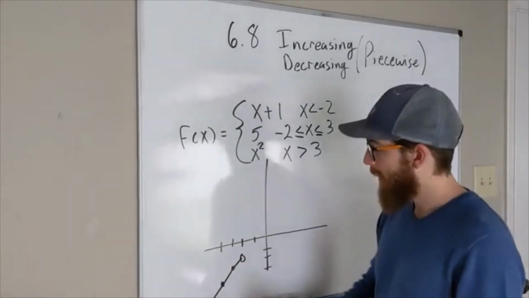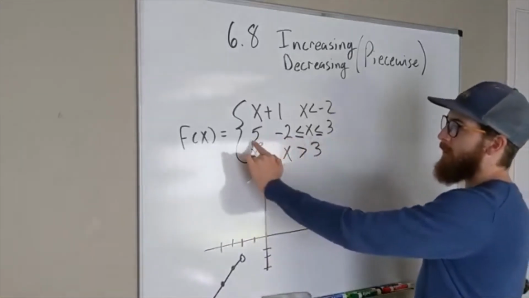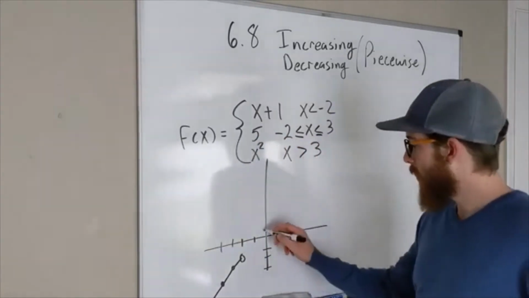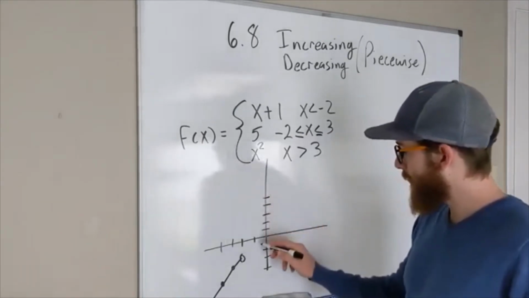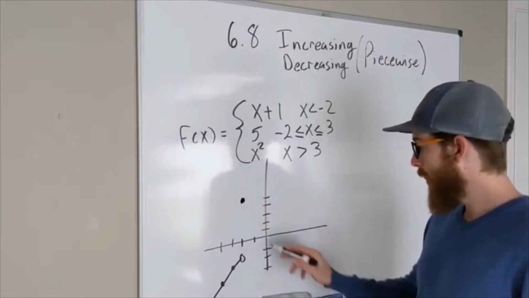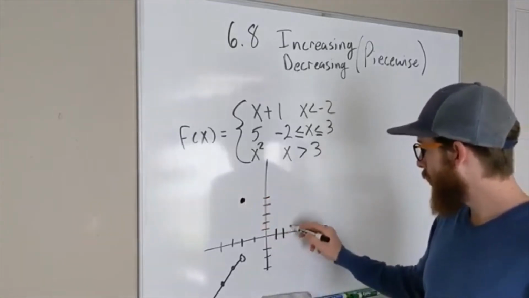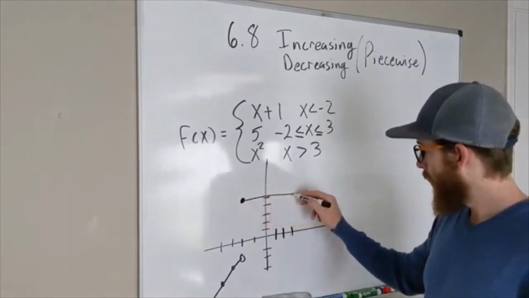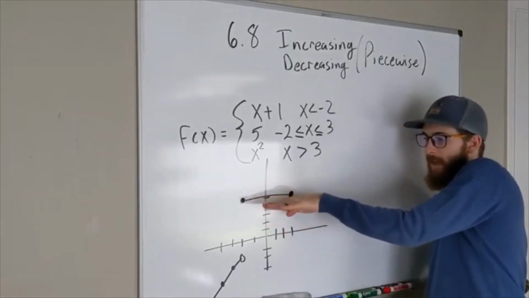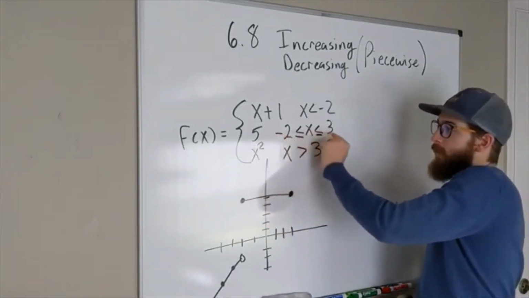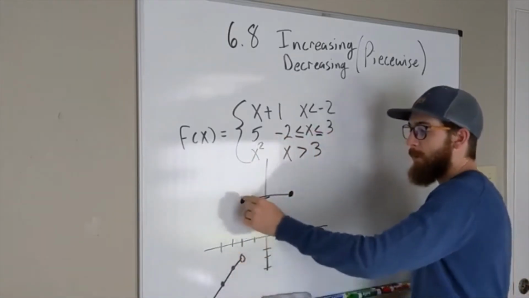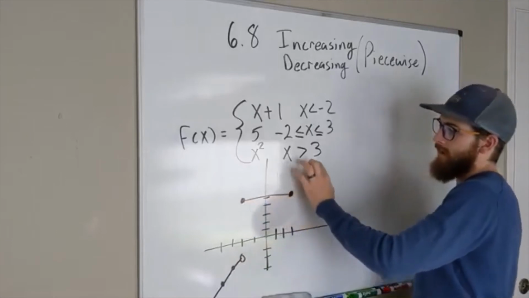Now, the middle piece says 5 from negative 2 to 3, and both endpoints are included. So 1, 2, 3, 4, 5. Negative 2 is a filled-in circle, and then it goes to 3. 1, 2, 3. So I have a constant at 5 from negative 2 to 3. So it's increasing, jump, constant, and let's see what happens next.